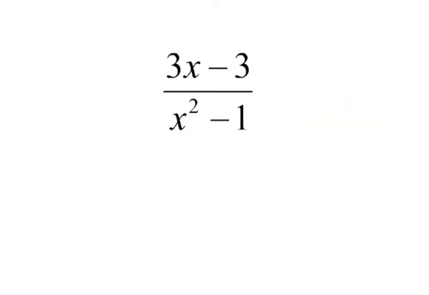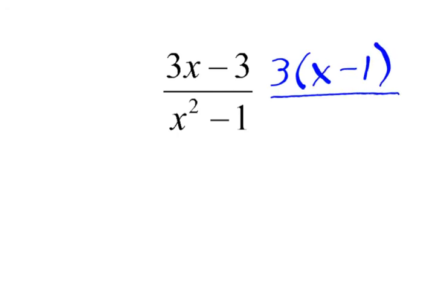When we get into having binomials and trinomials, then we have to do a little more work. We need to factor each piece. So on the top, we're going to look first and see if there's a common factor, and 3x and 3 have a common factor of 3. So we're going to factor that out, and we're left with 3 times x minus 1. On the bottom, we don't have a common factor, but x squared minus 1 is a difference of perfect squares.